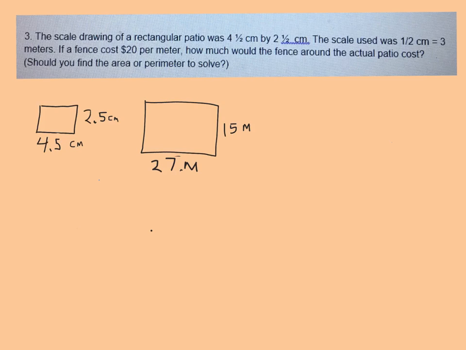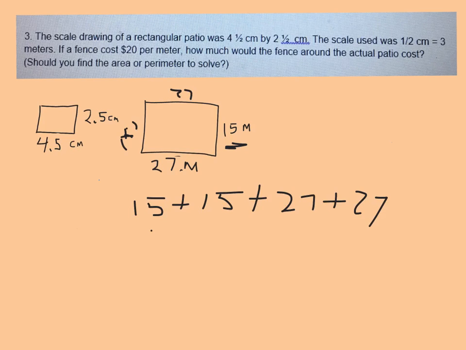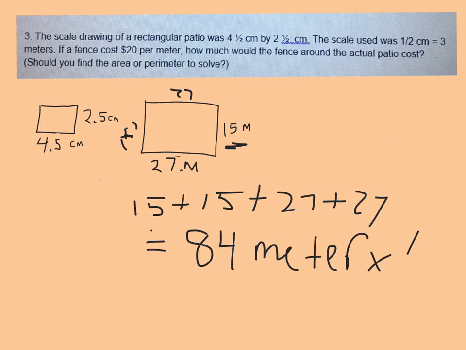So I know I have 15 here, and 15 would be on the other side. So 15 plus 15 plus 27 plus 27, because 27's here, 15's here. So I'm going to add all the sides, and I will get 84 meters for the perimeter. So 84 meters, and then I just have to multiply my meters times my $20 per meter. So times $20, and that will be my total cost.